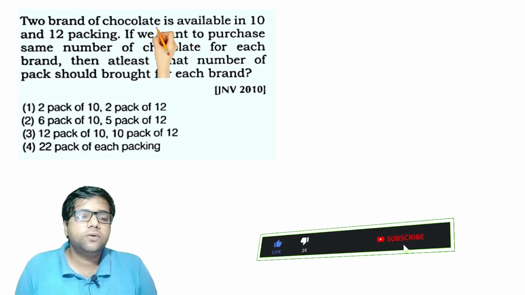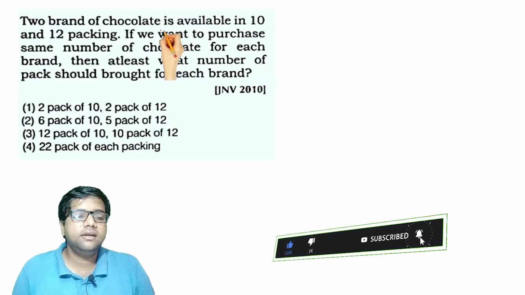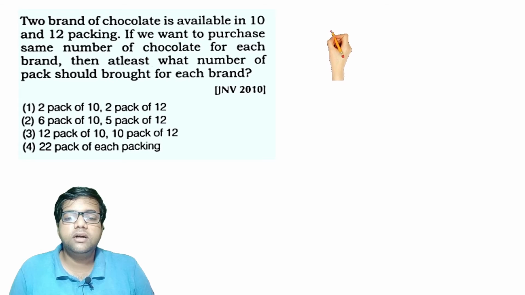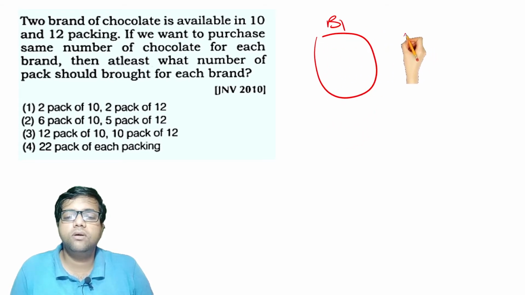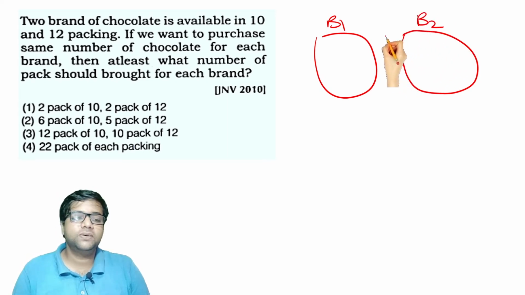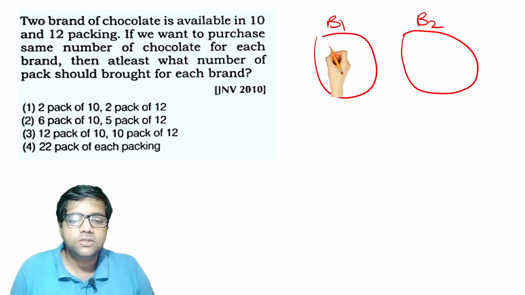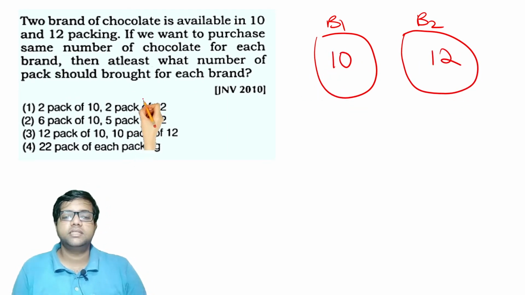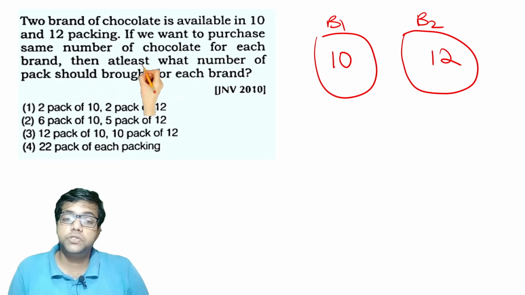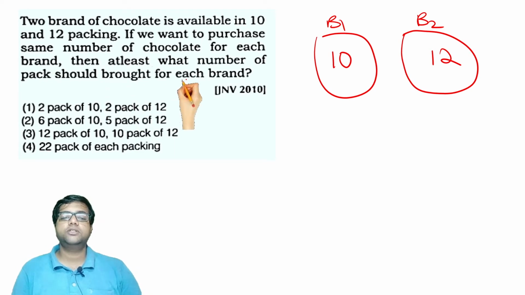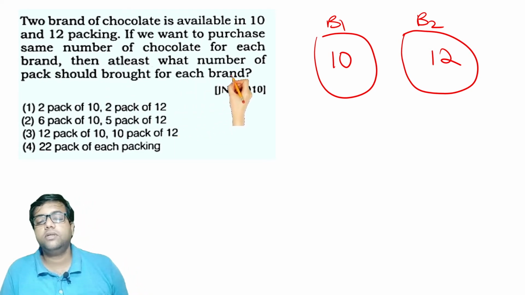2 brands of chocolate are available in packs of 10 and 12. So there are 2 brands, brand 1 and brand 2. In a pack they will come as 10 chocolates and 12 chocolates. If we want to purchase the same number of chocolates for each brand, then at least what number of packs should be bought for each brand?